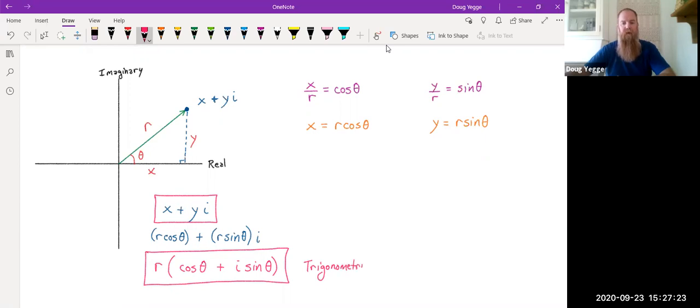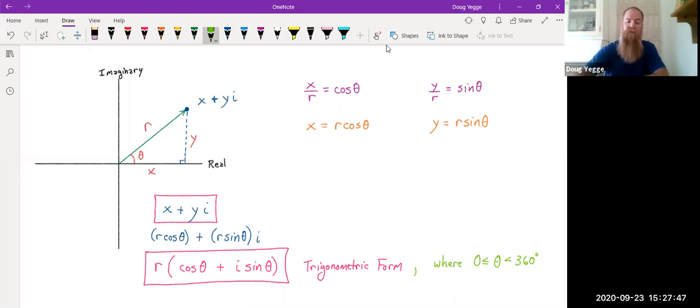Now it's really important to realize as well that the angle that we refer to is always going to have to be an angle between 0 and 360. So we want to make sure that our angle is somewhere on one rotation, so it's somewhere between 0 and 360 degrees.